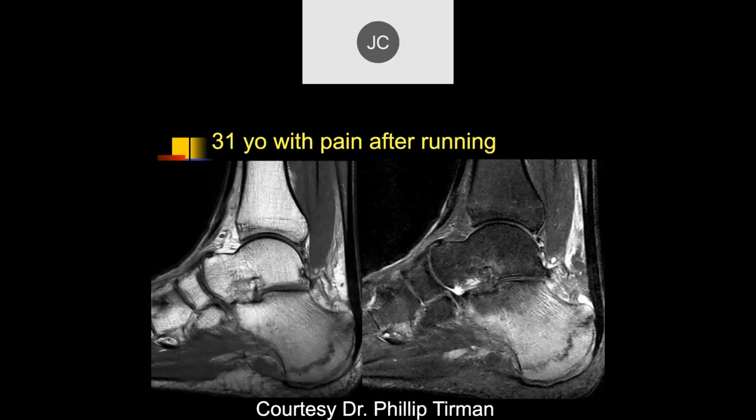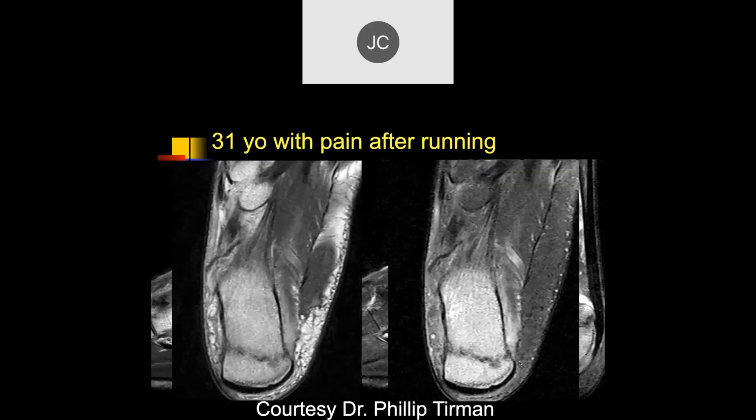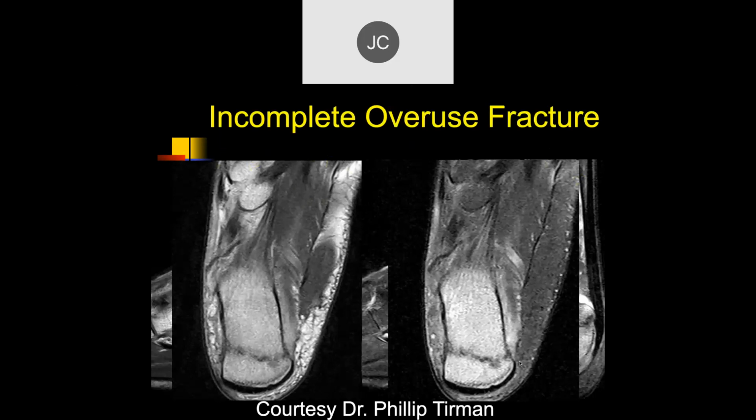You have loss of signal because the trabecular bone is now fractured and overlapping, so you get dephasing of the signal, and therefore you don't get a signal and it's black. That's what's occurring here. And then we can see the bone edema going along in between the trabecular bone on either side. So this is one of the typical running injuries where you get heel pain, and it's kind of an overuse fracture in this situation.